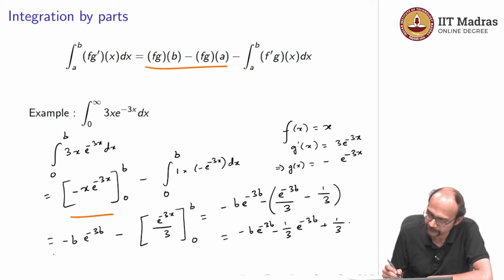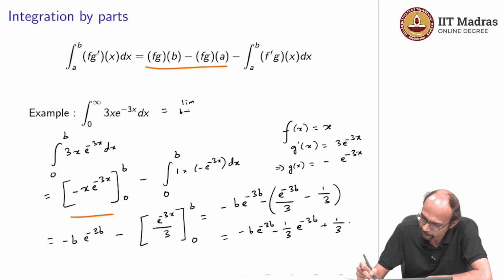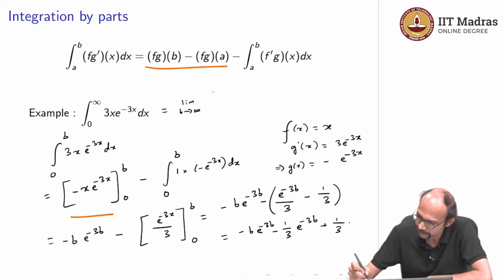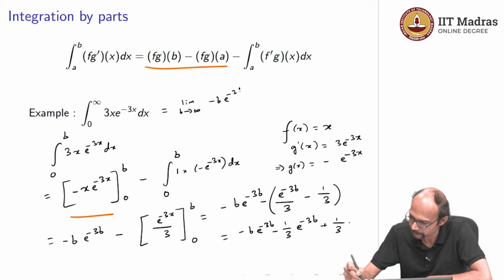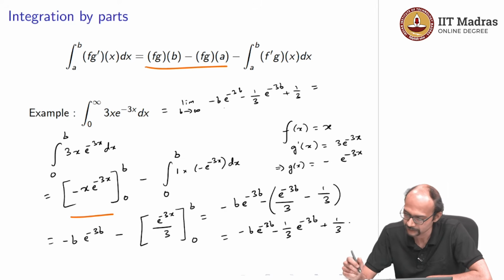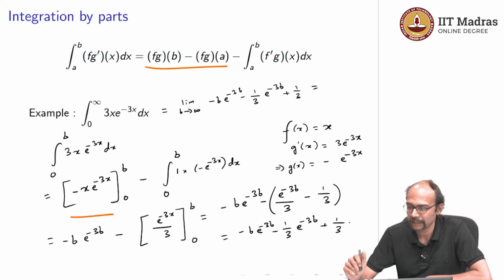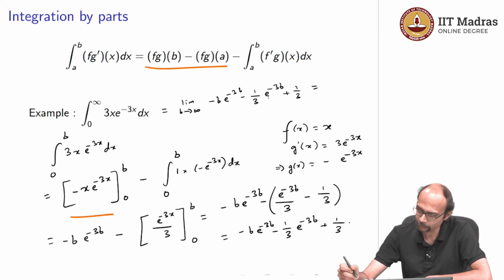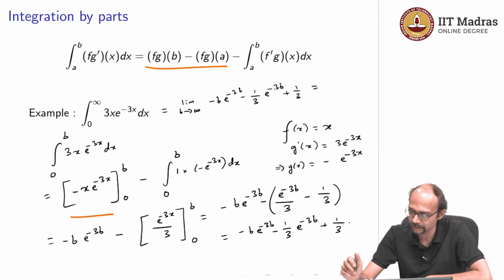Okay, now, what happens to the limit, because we want to allow b to tend to infinity. So, to get the final result, we need to allow b to tend to infinity for this function here, minus b e to the power minus 3b minus 1/3 e to the power minus 3b and plus 1/3. So, the last thing is a constant. So, that remains as it is, and for the first two terms, note that we have an e to the power minus b, and for the second term it directly goes to 0.